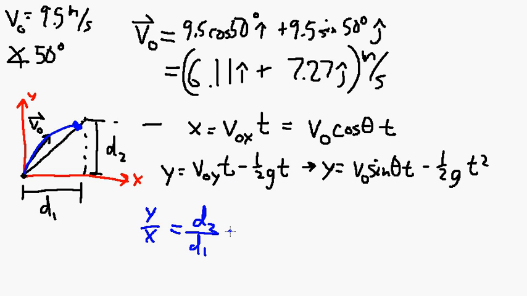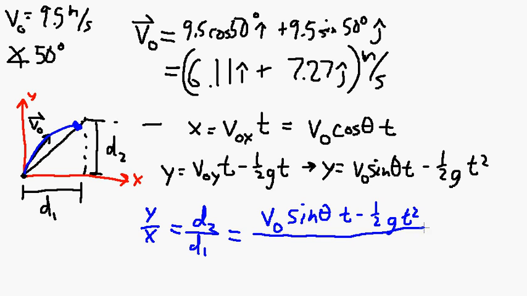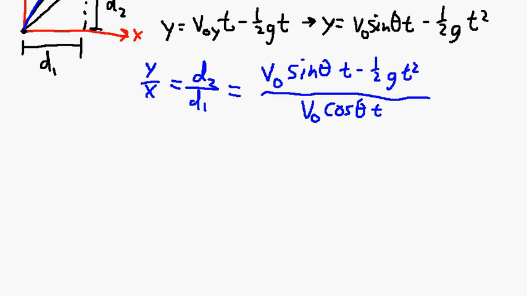So that equals y then, and I'm just going to plug these in. So I'm taking this side here and plugging it in. V naught sine theta times t minus 1/2 gt squared over V naught cosine theta times t. And at this point, yep, it just gets into nasty algebra. This is nasty. Okay, so d2 over d1 equals, so for this we can sort of cancel the V naughts a bit.